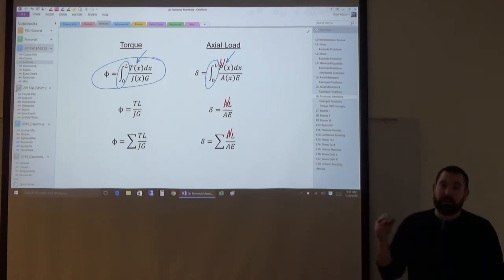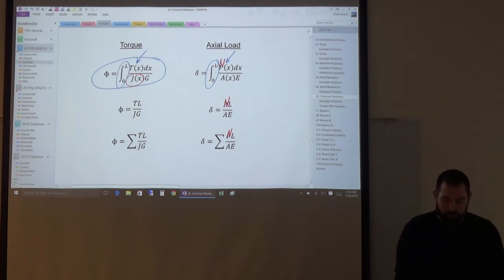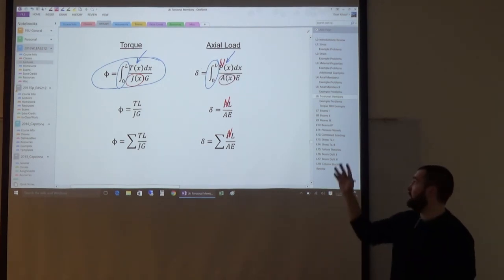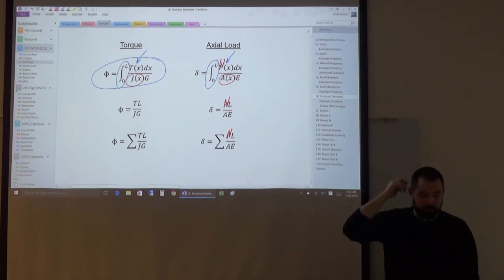Both also have some sort of cross-sectional property. So here we have the polar moment of inertia J that could change across the length. We also have a geometric cross-sectional property here. For axial members, the area, that could be a function of x as well too.